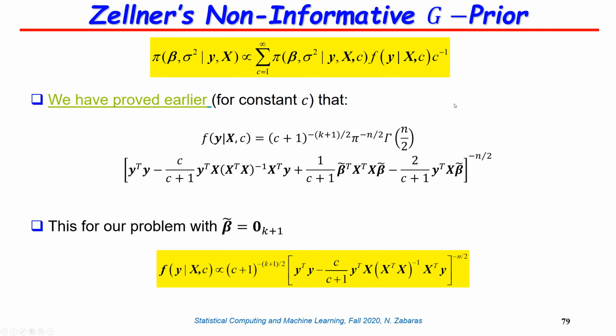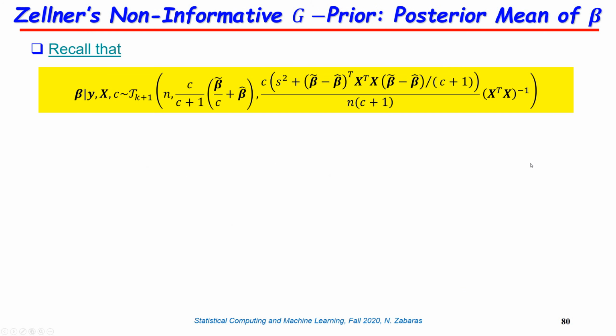So that's the joint posterior. Now, if you remember, when we discussed the Zellner G prior, I had derived the marginal posterior of beta, right? There was no indication of the dependence on C because it was obvious. So I'm going to now put it there explicitly.